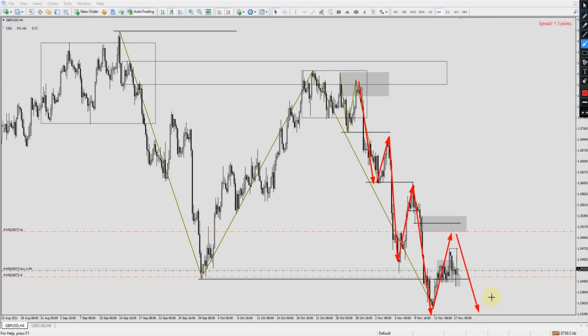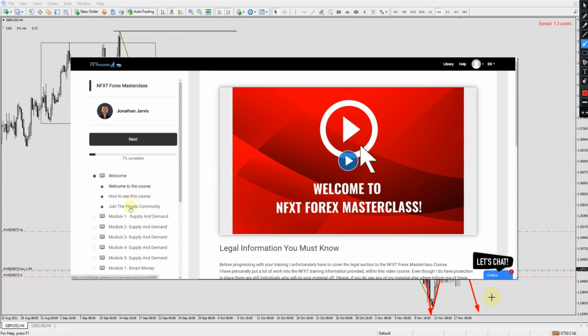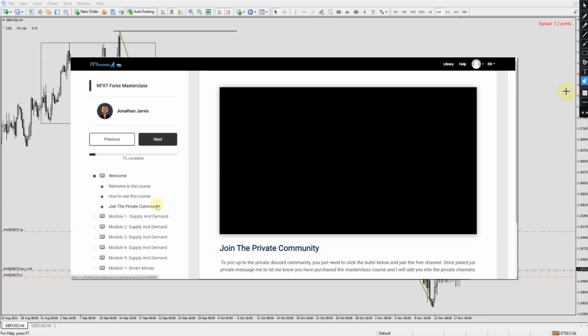Now, this doesn't mean that I still am not going to look to buy this market. If I'm seeing the patterns I'm looking for, and this is exactly what you'll learn in a lot more depth inside that Forex masterclass, you will be able to start finding great trade setups.